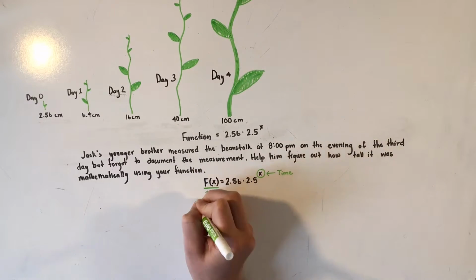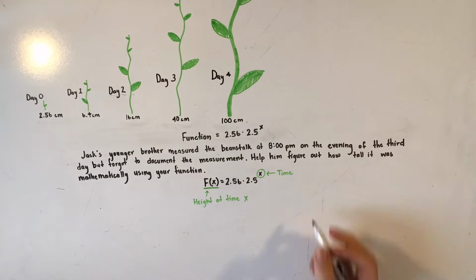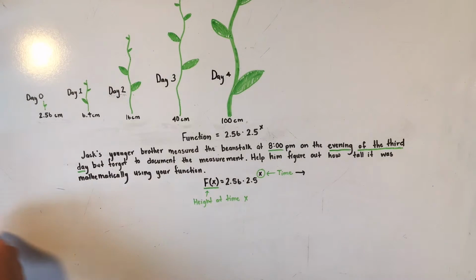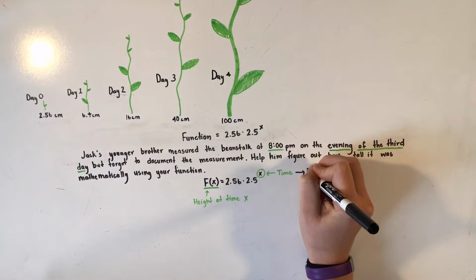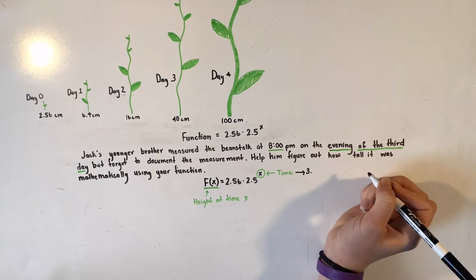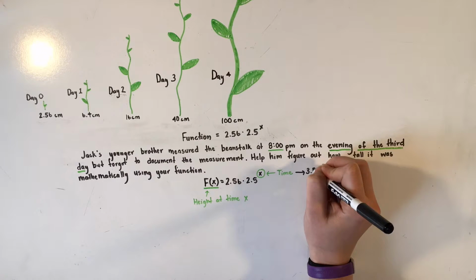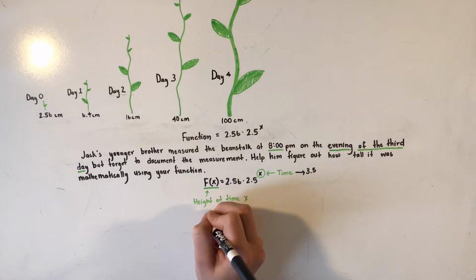From the problem, we know how much time has passed, but we don't know the height of the plant at that time. Begin by filling in x. We know that Jack measures the beanstalk at 8 o'clock each morning, so if his brother measured it at 8 o'clock p.m. on the evening of the third day, that's 3.5 days that have passed.